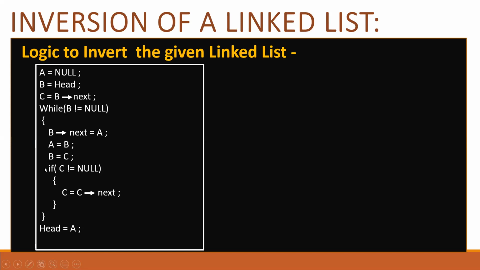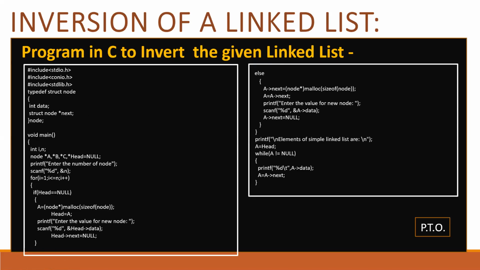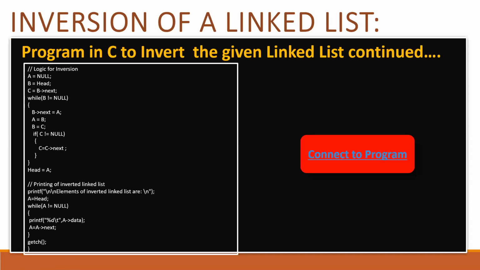These three steps move the pointers A, B and C one step ahead. Now after coming out of the while loop, means when B becomes null, only then the condition fails and we come out of this while loop. And when we come out of the while loop, B and C both become null and A points to the last node. And now the address of this last node is transferred to the head node so that this last node becomes the first node of the linked list. Now this is the program in C to convert the given linked list into the inverted linked list, and the remaining portion is here. Now I will see you.